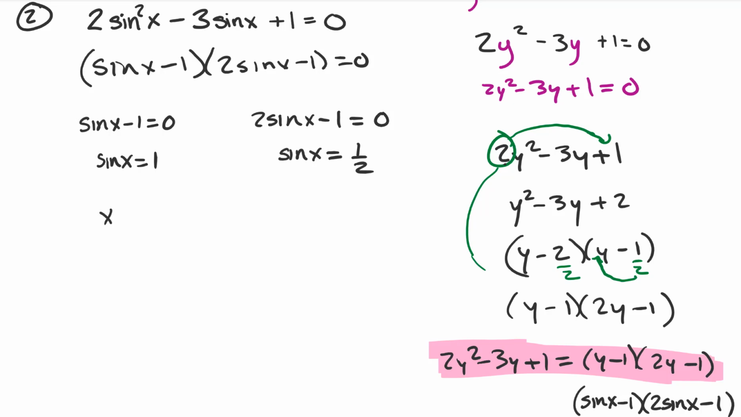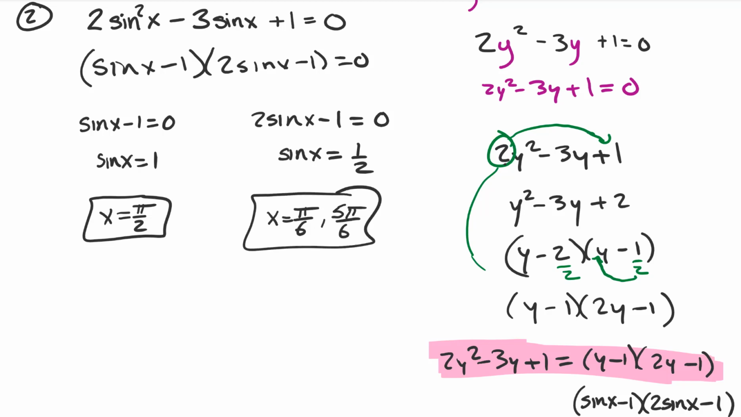Therefore, sine of x equals 1 at only one place on the unit circle between 0 and 2 pi, and that is at pi over 2. Sine of x equals a half. Well, the reference angle for that is pi over 6. And since sine is positive in the first and the second quadrant, the other angle in the second quadrant that has a reference angle of pi over 6 is going to be 5 pi over 6. There are your 3 solutions for this one.